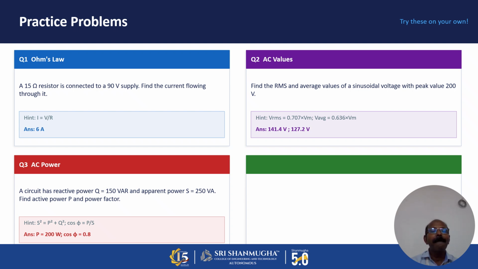And AC power, for example, a circuit has a reactive power Q is equal to 150 volt ampere and apparent power is equal to 250 volt ampere, and find the active power and power factor. Okay, so it is given reactive power and apparent power. So use the formula S squared is equal to P squared plus Q squared, and cos phi is equal to P by S, and you are getting the answer. P is equal to 200 watts and cos phi is equal to 0.8 power factor.